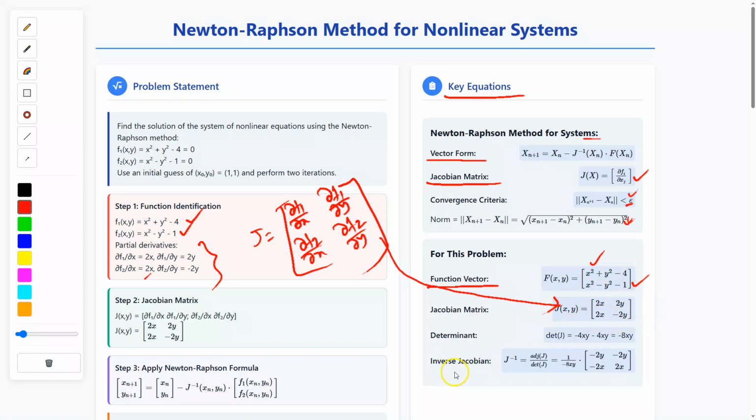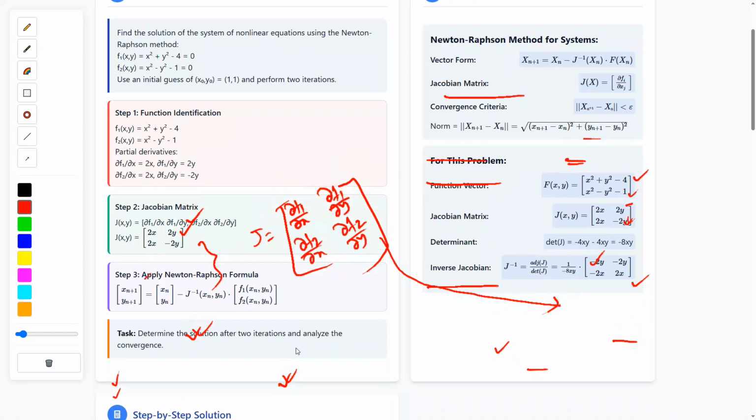And then we need to find the inverse of the Jacobian matrix, that is actually required here. In the Newton-Raphson method, the inverse is the adjoint of J divided by the determinant of J. The determinant is minus 4xy minus 4xy, that is minus 8xy, and the adjoint has minus 2y, minus 2y, minus 2x and 2x. That is required to get the inverse of the Jacobian. Then we apply the Newton-Raphson formula: x(n+1) and y(n+1), the two variables, are equal to x(n), y(n) minus J inverse at (x(n), y(n)) times f1(x(n), y(n)) and f2(x(n), y(n)). Using that we will find the root of the equation.